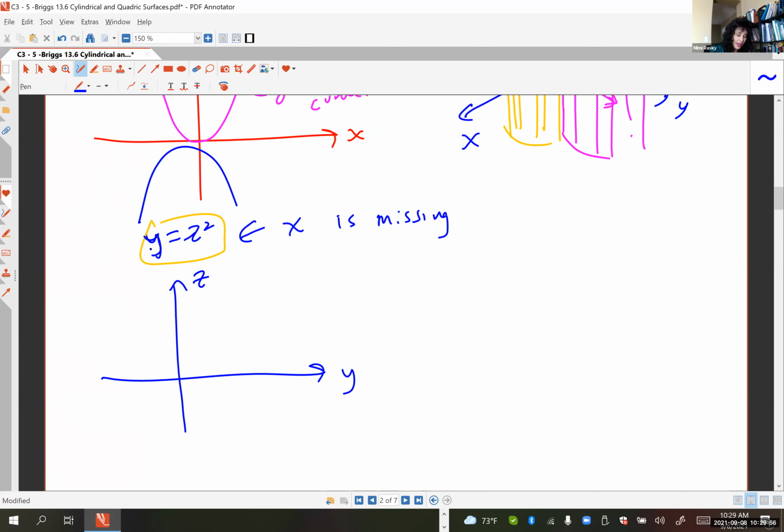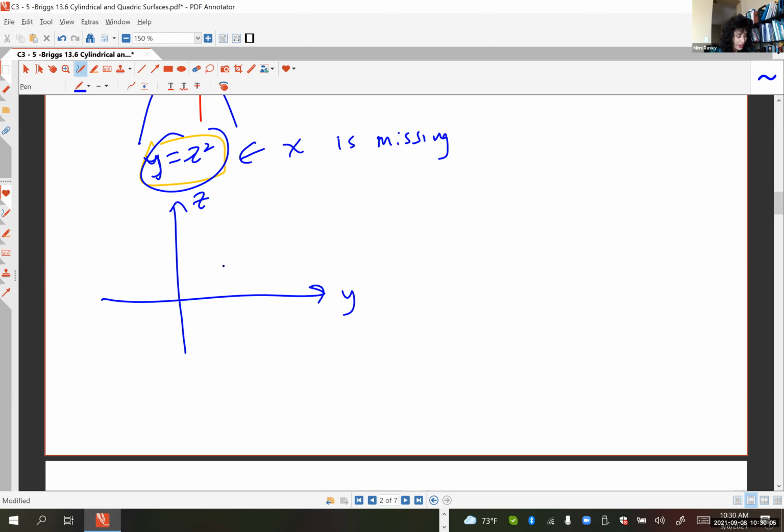Normally the way it's written here, it looks like y is the independent variable. Yeah, but you're graphing y equals z squared. So it's going to be a horizontal parabola opening up to the right. This is the generating curve.